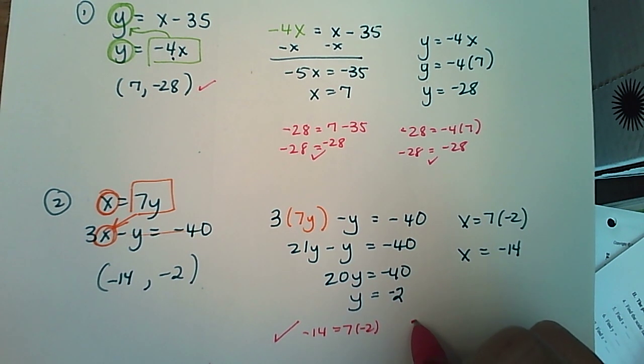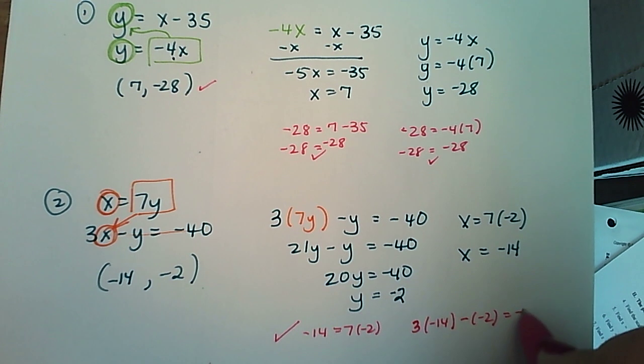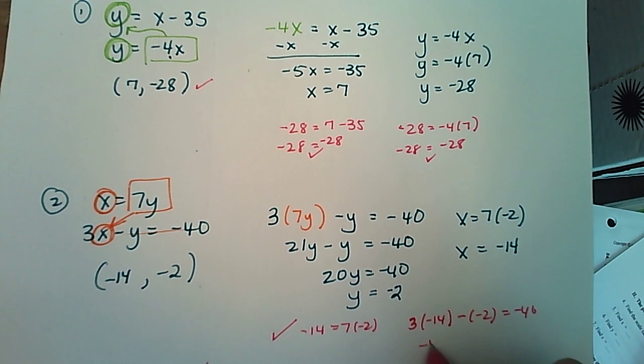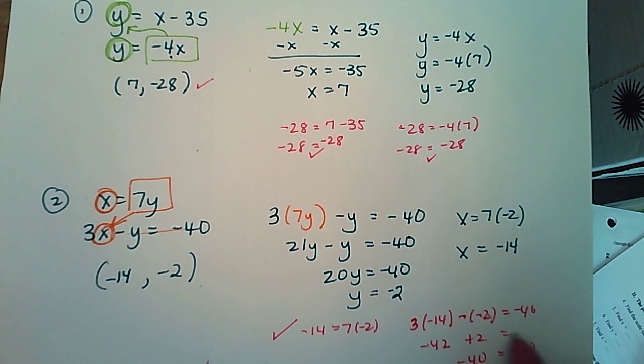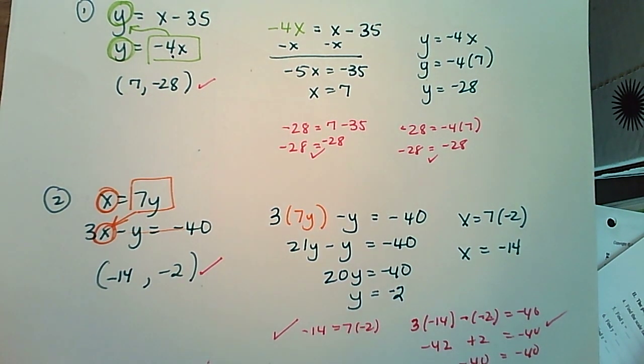Then I can say, okay, 3 times my x minus my y, ooh, that's ugly, equals negative 40. So I need to do some math here. So 3 times negative 14, I'm not even going to attempt to get that one wrong, is negative 42. Now minus a negative 2 becomes a plus 2, so I have negative 40, and that's what I wanted. Woohoo, they both match. My answer is correct. Or you could at that point graph it and see if it's the point of intersection. Either way works.